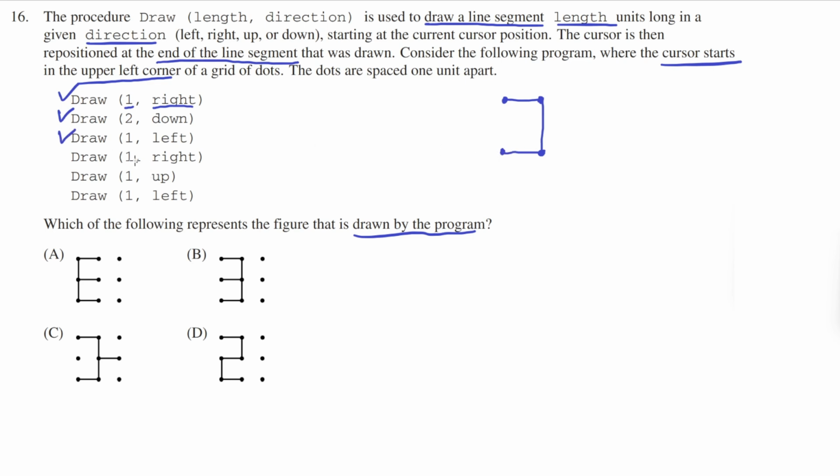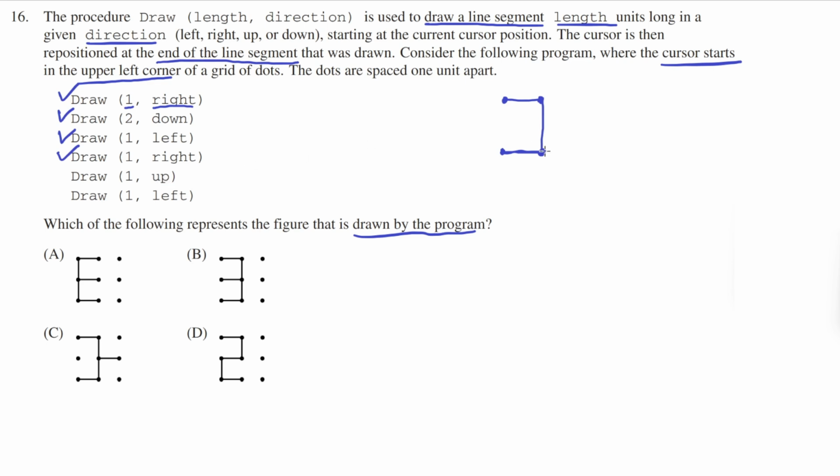And then draw 1 unit to the right. Since we were here and we drew to the left, now we're just redrawing over this line, so it doesn't change the drawing. All it did was change where our cursor is located. Now our cursor is located right here. So done with that statement.